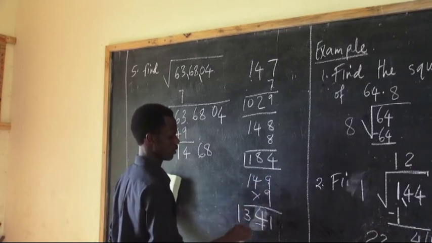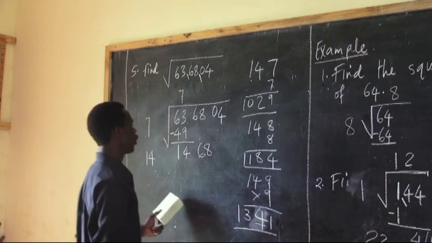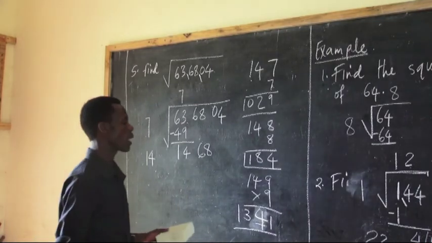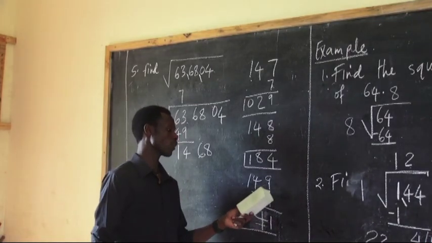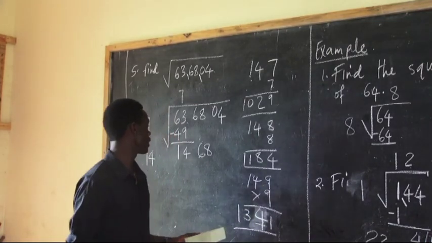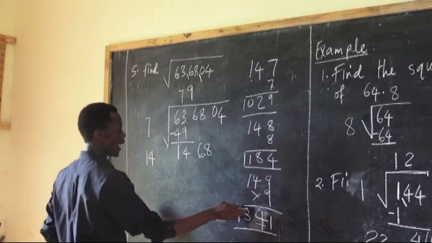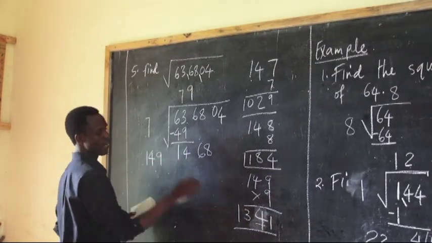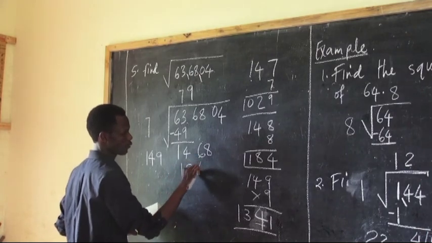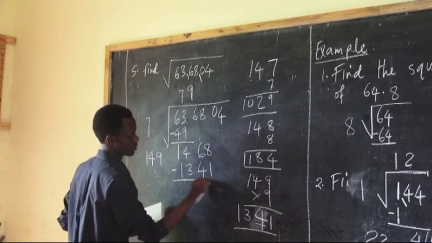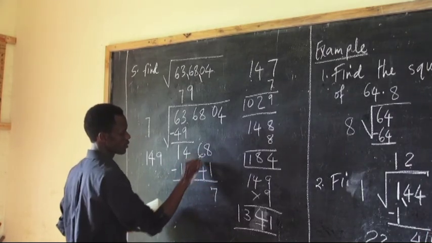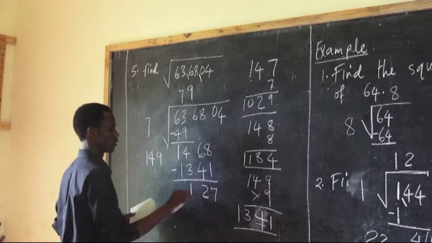Then it is 13. So this is possible because we are not supposed to try more than this one. Because that is something impossible. And therefore you say it is 9. If it is 9, you write here 9 also. Then it is 1341. Here minus. It is 7, then it is 2, then it is 1.